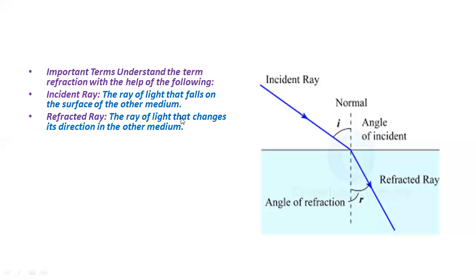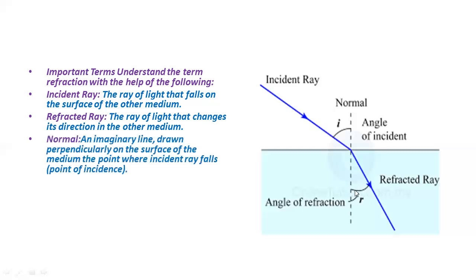Refracted ray: the ray of light that changes its direction in the other medium. The incident ray, when it falls on another medium, and I told you the medium may be water or glass, you can see that it is bending. This incident ray bends towards the normal, which is an imaginary line. So this ray is now called the refracted ray.